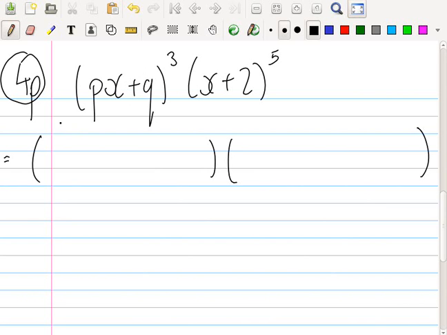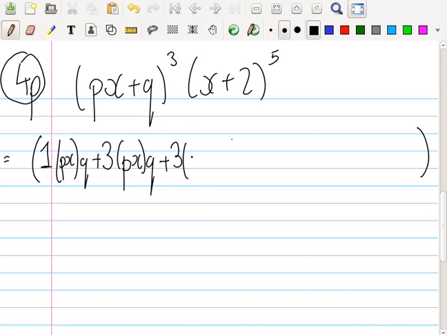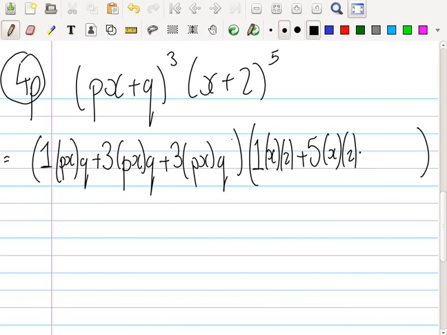Okay, so 3C0 is 1, and then you have your PX and your Q, plus 3C1 is 3, PXQ, plus 3C2, which is three also, PXQ, and then we close. And then the next one, 5C0, 1, X and 2, 5C1, 5, X and 2, and then finally 5C2 is 10, X and 2.